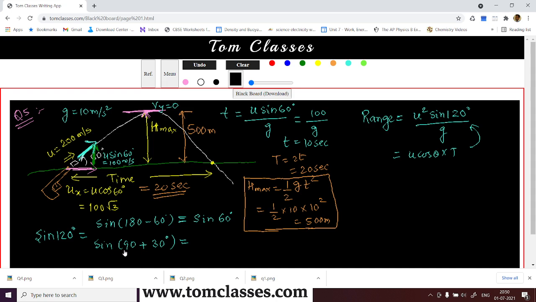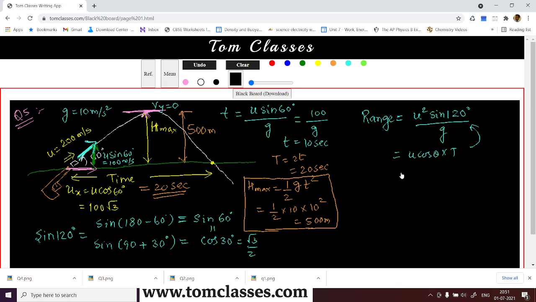Okay. So it is in the second quadrant. In the second quadrant, sine will get converted into cos. So this will be cos of 30 degree. And we know that both these values are equal, right? And what are these values? This value is nothing but root 3 by 2, right? Yes. So sine of 120 degree value is root 3 by 2, right?